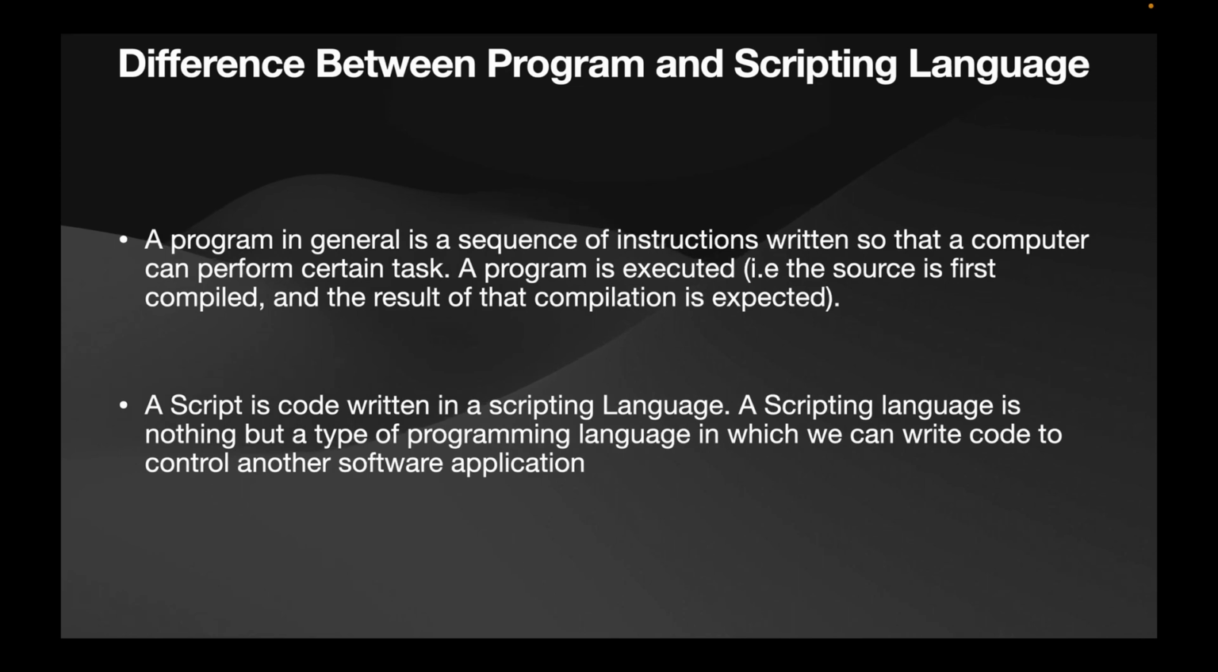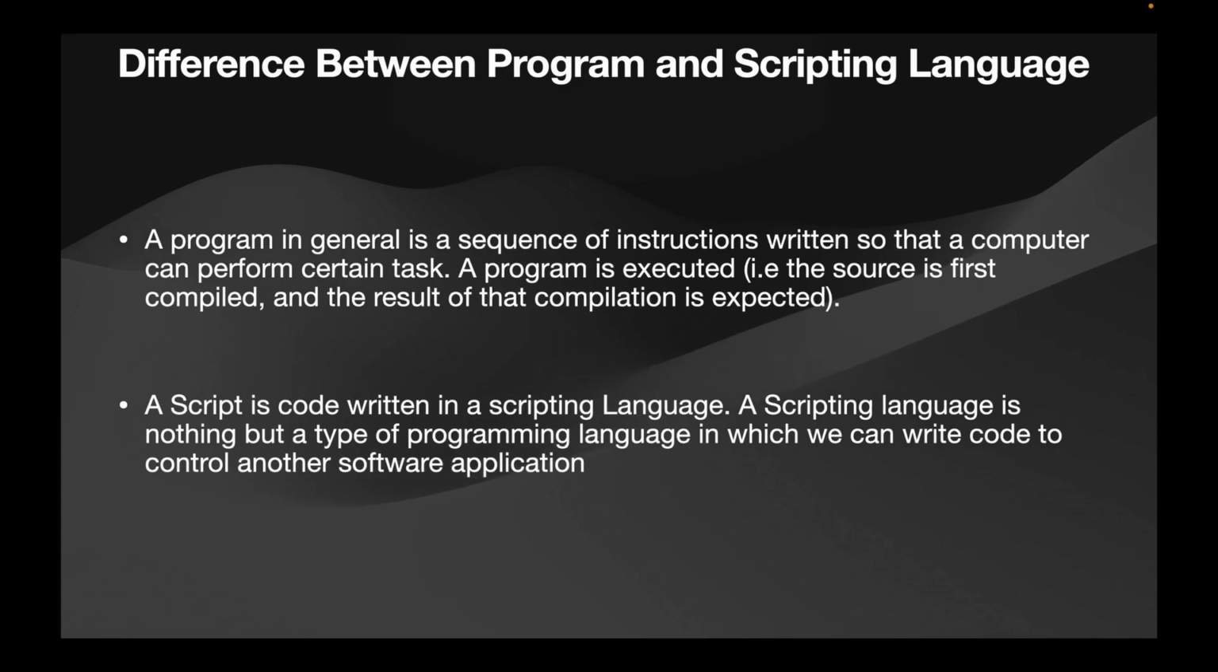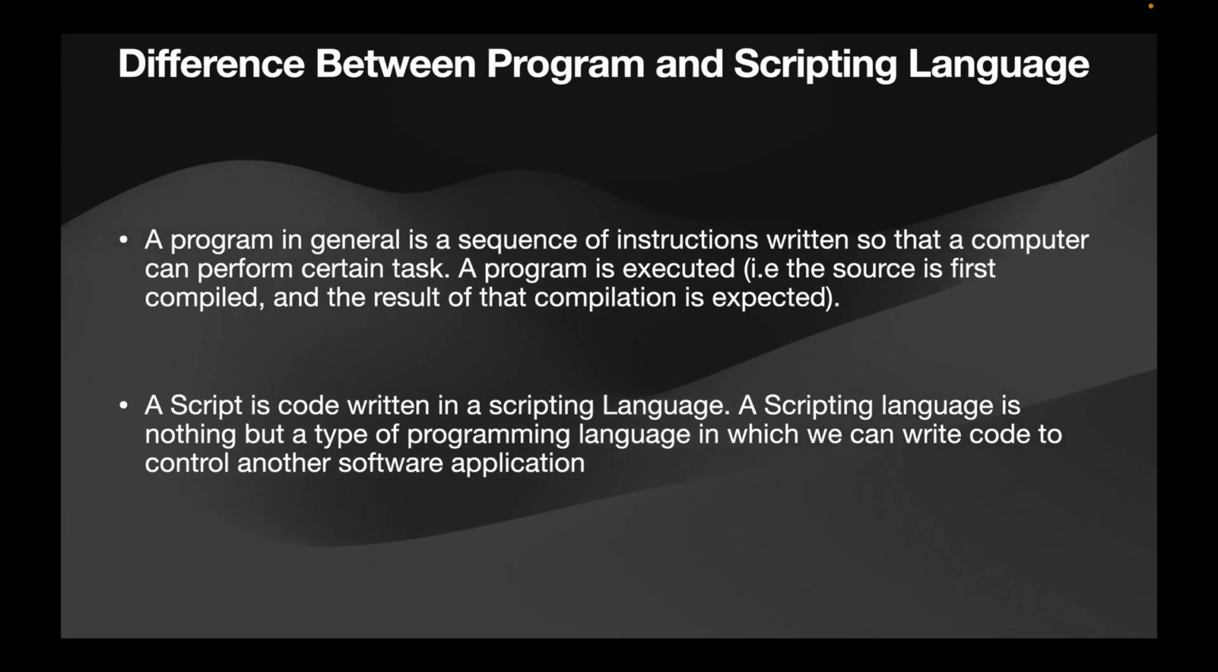From the definition, a program is a sequence of instructions written so that a computer can perform certain tasks. When the program is executed, the source is first compiled, and the result of that compilation is executed. One thing about a computer is that what we give to the computer is what the computer gives back to you: garbage in, garbage out. So a program is a sequence of instructions already written to perform a certain task. Like this video now, when you click on play, it will play; when you click on pause, it pauses. That's how it has been programmed.